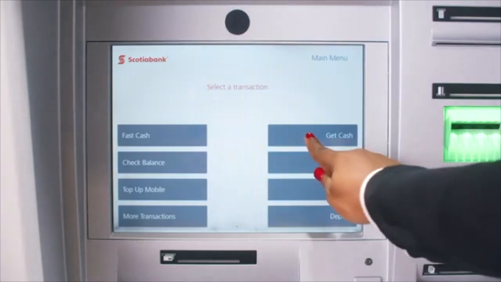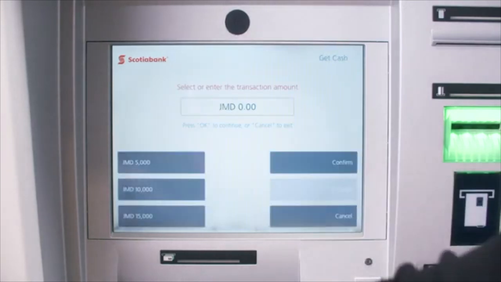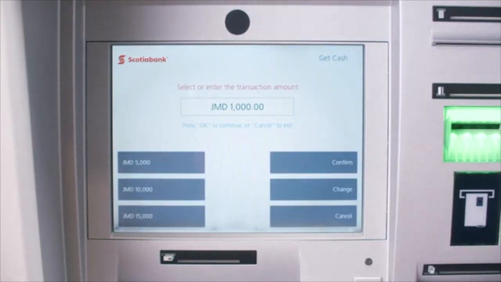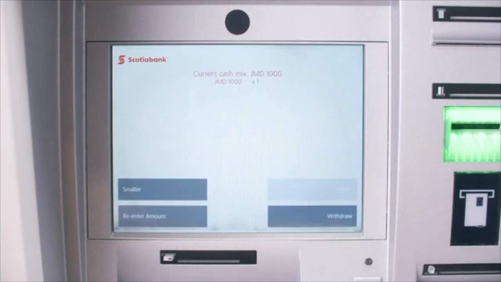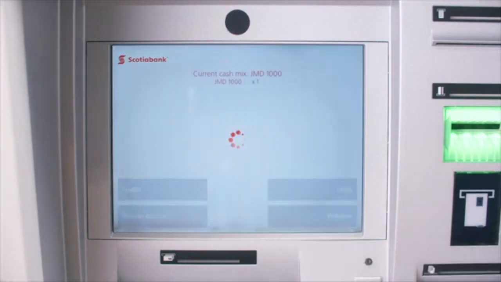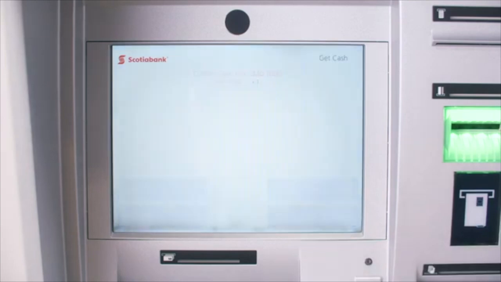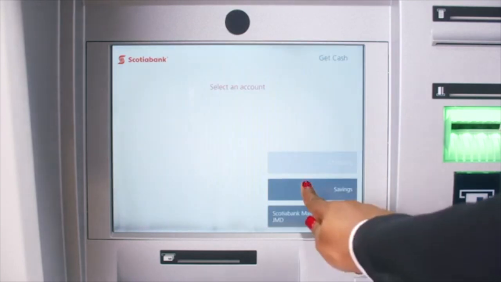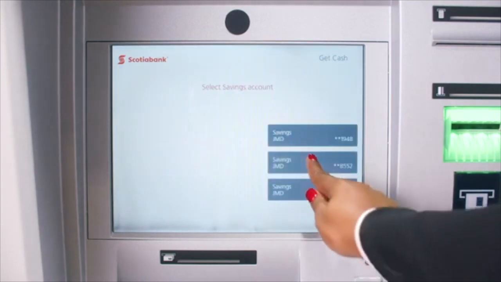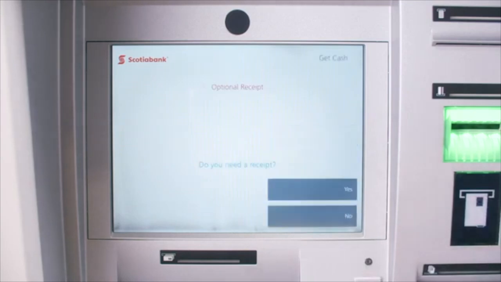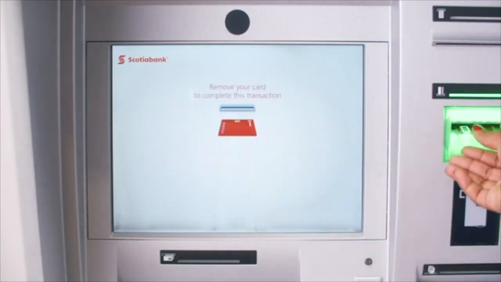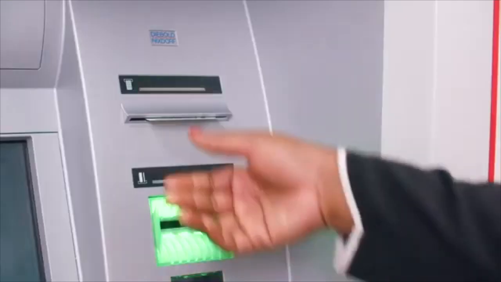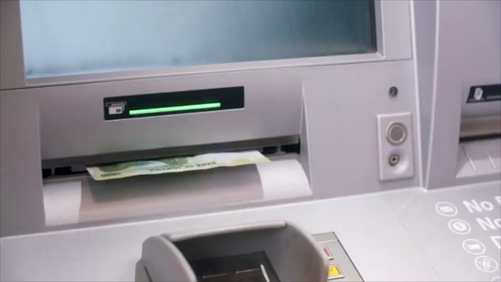Insert your card, enter your 4-digit PIN. Select Get Cash. Enter the amount of money you wish to withdraw and confirm. Review the cash breakdown and select Withdraw. Select the account you would like to withdraw funds from. Select Yes or No for a receipt. Remove your card. Take your receipt. Collect cash.